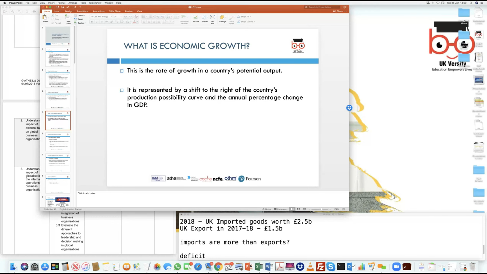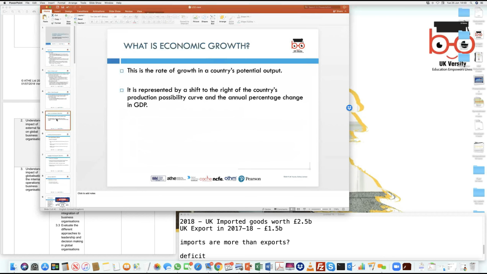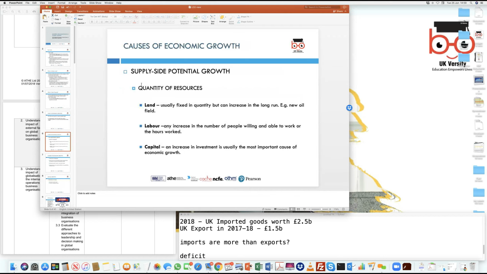When you look at GDP, the first thing we looked at is what GDP is: the total value of economic output of a country. So when the GDP increases, we see that the country continues to grow. That means it is able to buy more things, borrow more money, because in general the economy is doing well.